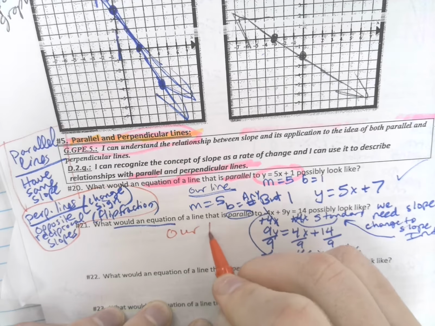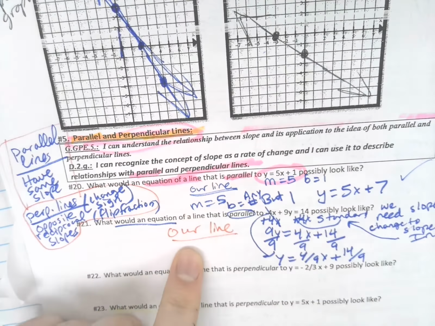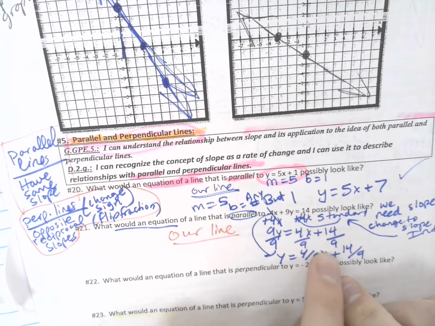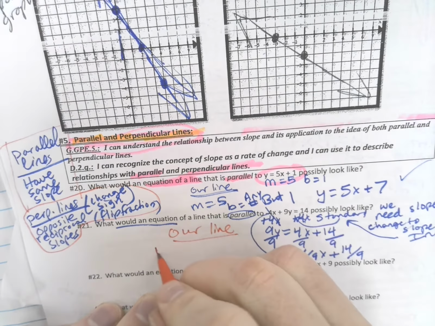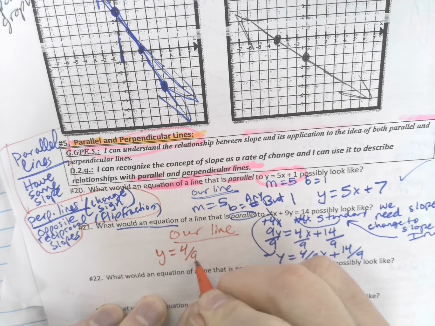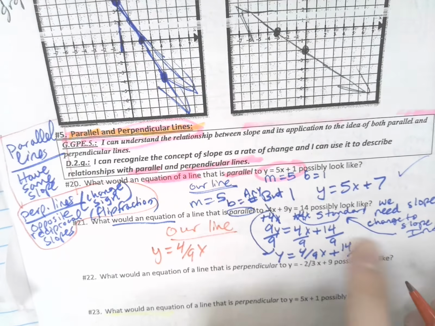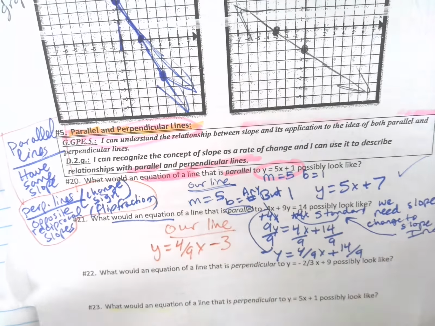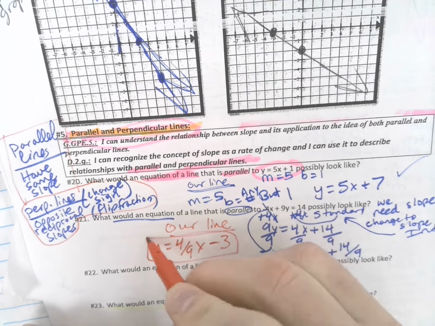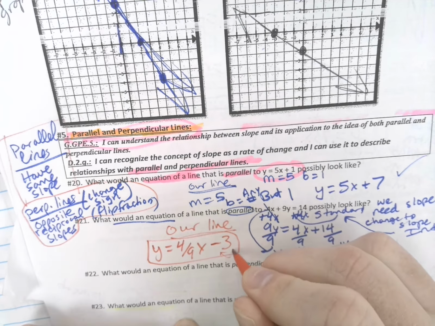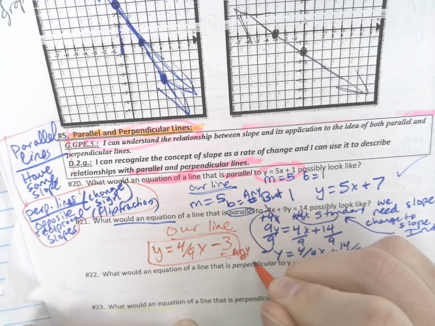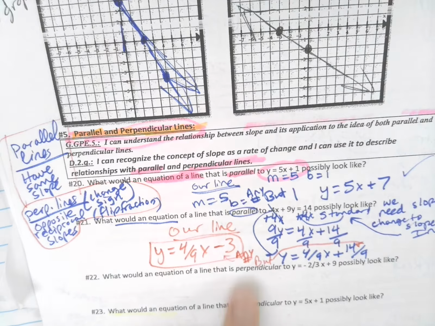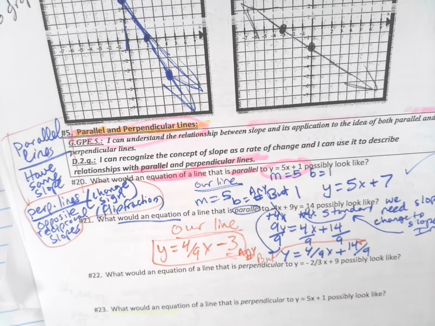So our line, we did all that work just so that we can finish this problem real quick. Our line needs to have this same slope, 4 over 9. So y equals 4 over 9x, but we need a different y-intercept. This could be any number but that right there. I went with -3.